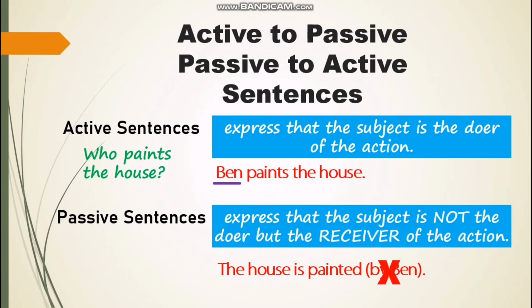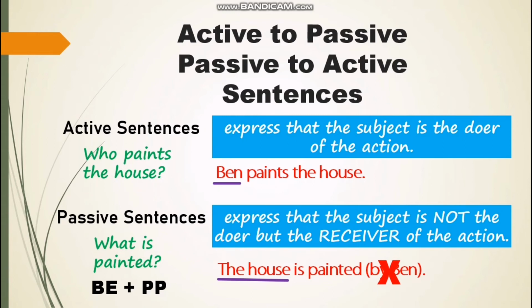So here, you cannot ask the question, who paints the house? Because usually we know that a house does not paint itself. So instead, we ask the question, what is painted? And now, that gives us the answer, the house. Some students do not recognize this verb structure by its name, but by its structure, which is be plus PP.